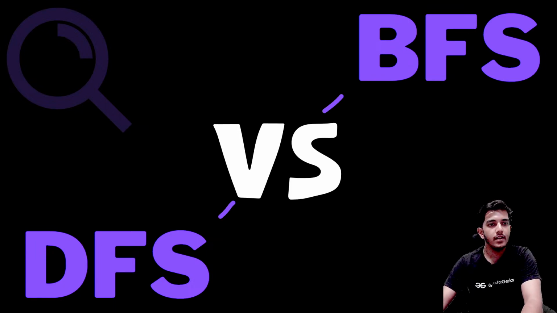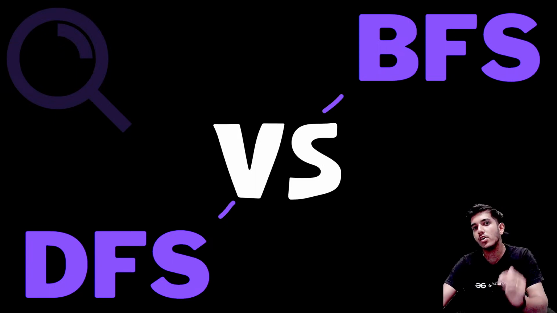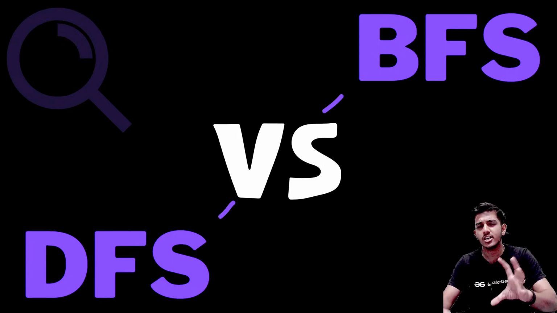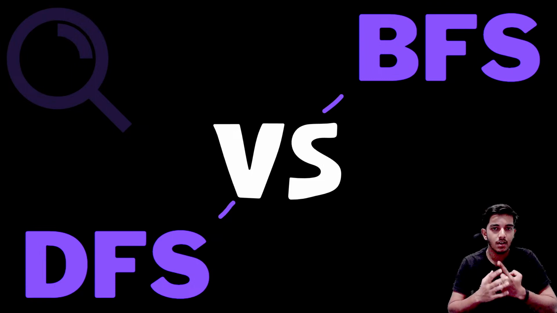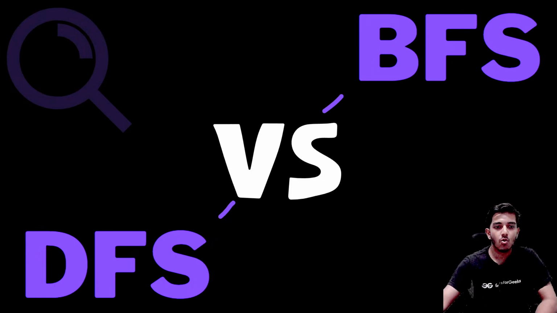Now we'll be looking into the difference between BFS and DFS. BFS and DFS are two common algorithms that are used for tree traversal. That means visiting each node of the tree in some specific order. There are two orders, BFS and DFS, and in DFS we have three different orders, three categories. We'll be looking into everything one by one.